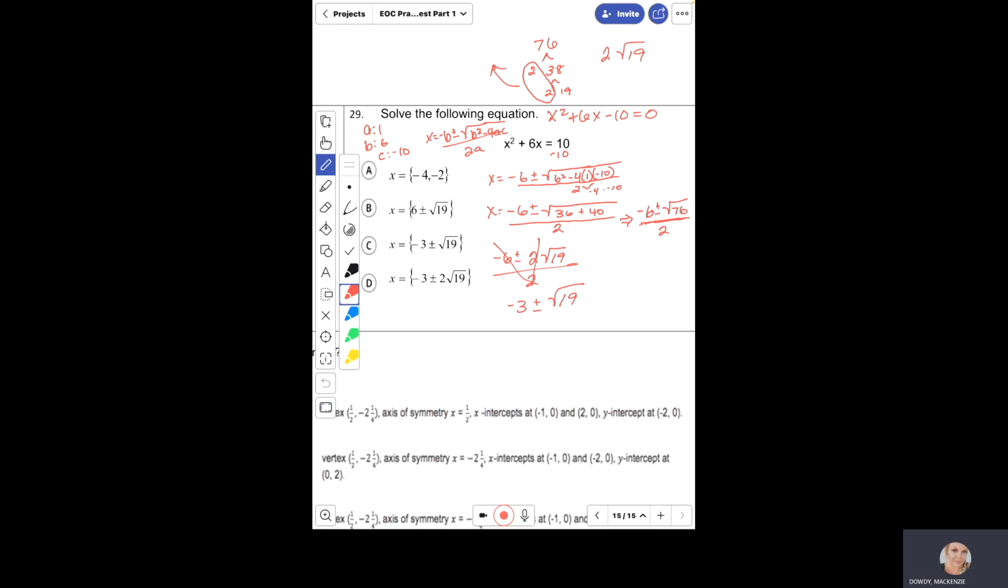Okay, so see how if you think that you're on the right track but you don't see your answer that you're going to get, you go back and look at it and try and figure out where you went wrong. That's the best way to learn from your mistakes. So our answer for this one is going to be C. -3 plus or minus the square root of 19.